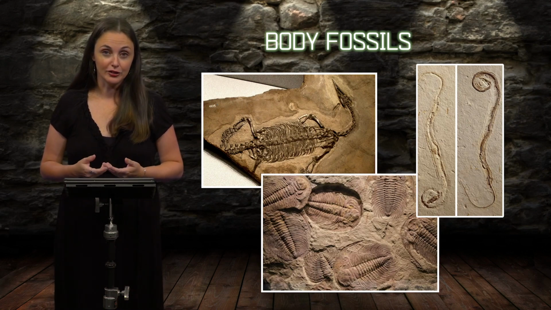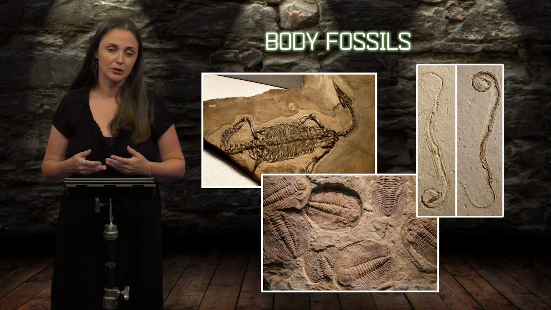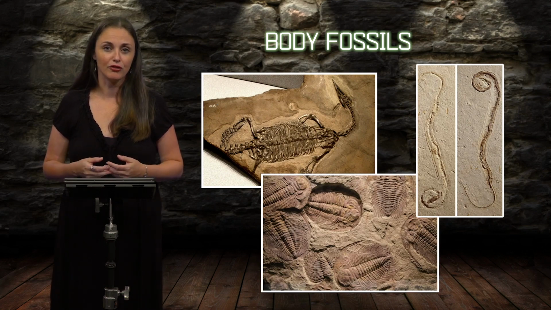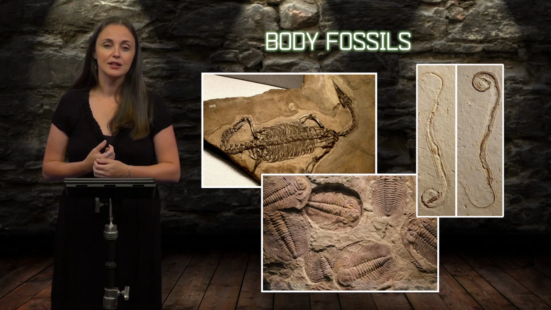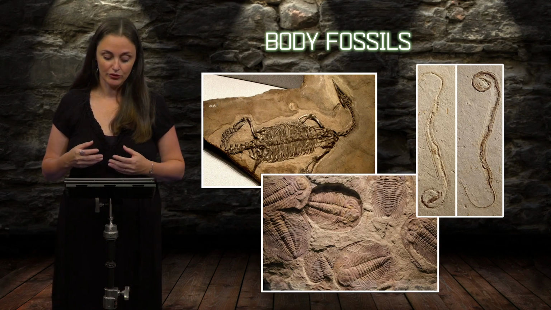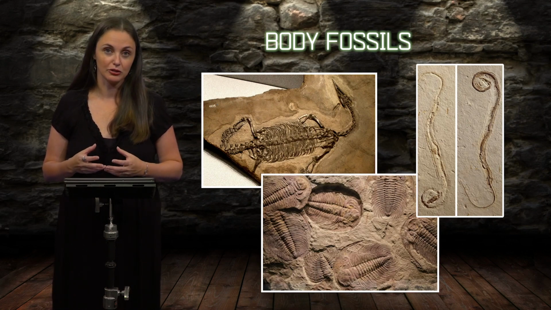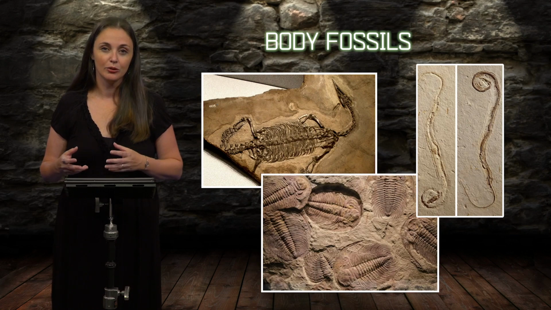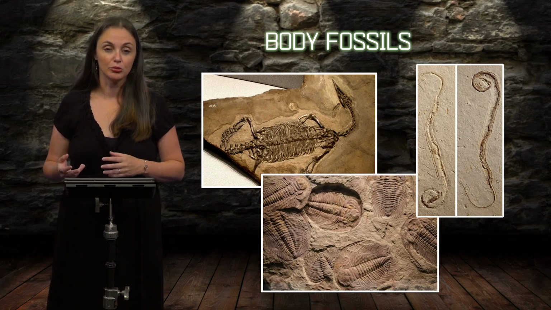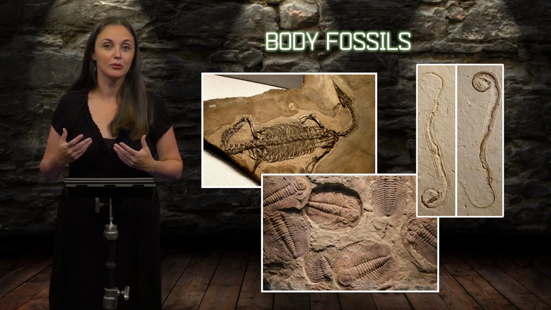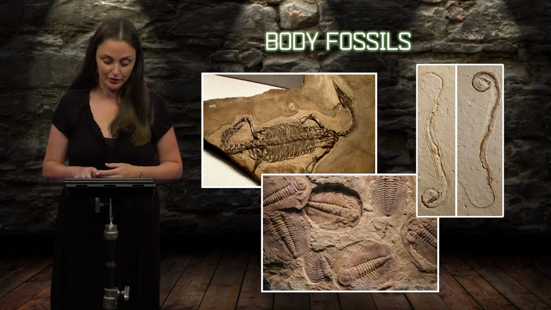So the body fossils that we find in sedimentary rocks are of animals and plants, potentially maybe things like fungus as well. And these body fossils give us some indication of what the organism actually looked like. And the easy way of being able to tell body fossils from trace fossils is, of course, the organism has to die to create a body fossil.